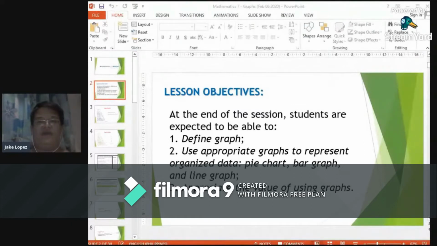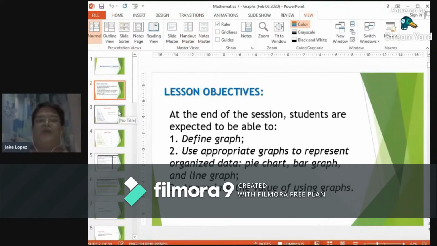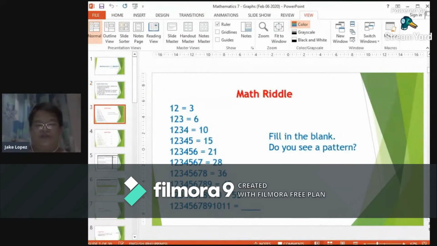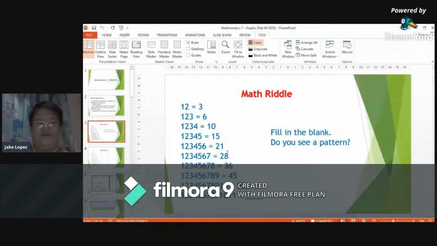Okay, so any question so far with our lesson? So I think we need to begin now. Okay, but before that, let us have a riddle. As you can see, there is a set of numbers on your screen. You can see the 1, 2, up to, and then 1, 2, 3, 4, 5, 6, 7, 9 until 11. So can you see the pattern there? The blank? What should be the answer?